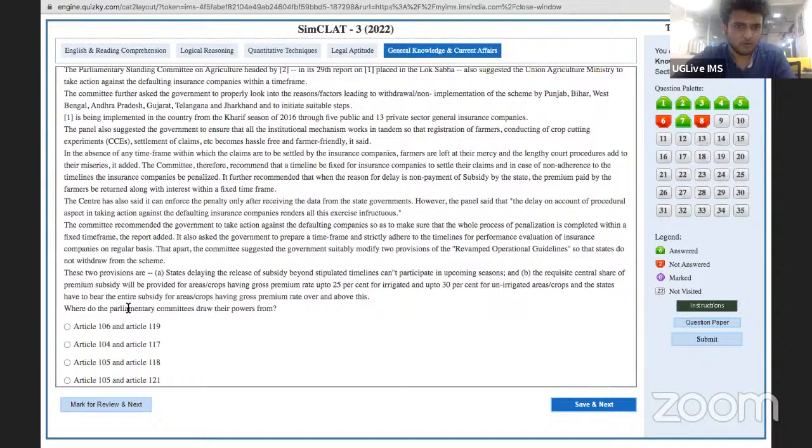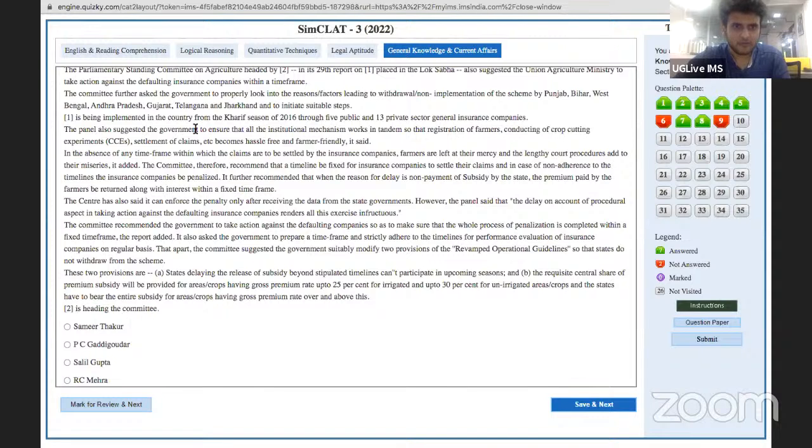Parliamentary committees draw their powers from. Okay, 105 and 121. This I think it will be 105 and 121. 105 I'm sure. 121, 118 I'm not sure. 123 is promulgation of ordinances. It could be either C or D. Let's take a guess. I have taken D. Let's see whether it's correct or not.